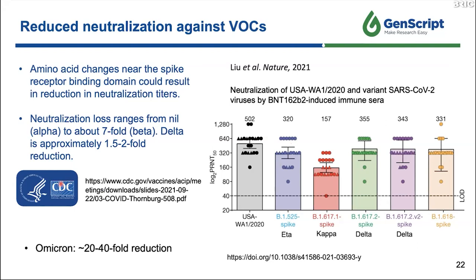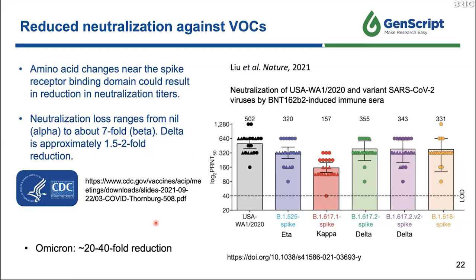According to a summary from CDC, the neutralization loss can range from 0 for alpha, because alpha is very similar to the original wild type strain, to about 7-fold for beta. And luckily, beta is not the main variant of concern right now. And for Delta, the reduction is approximately 1.5 to 2-fold.